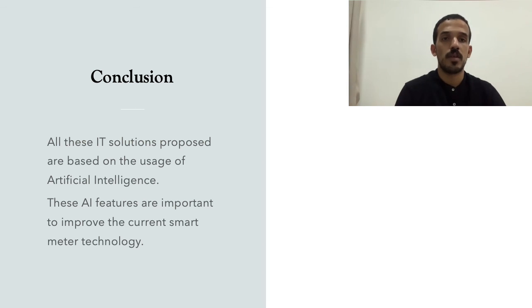To conclude everything, all these IT solutions are proposed based on the usage of artificial intelligence installed and integrated within the smart meter application inside mobile computers and phones. And these AI features are very important to improve the current smart meter application and technology. Not only can it ease controlling and reducing power consumption, it can also raise awareness of our world's problems, such as reducing the carbon footprint and the importance of renewable energy.